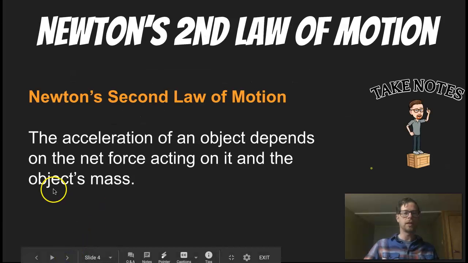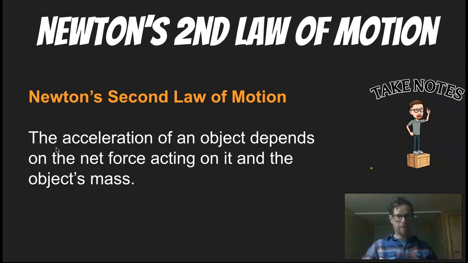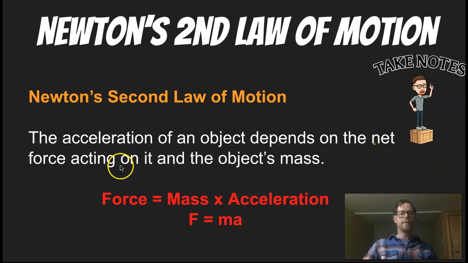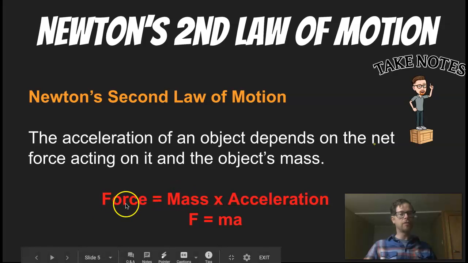So what is Newton's second law of motion? Well, it says that the acceleration of an object depends on the net force acting on it and the object's mass. And here it is. It's math, but it's simple math, right? So force is mass times acceleration.